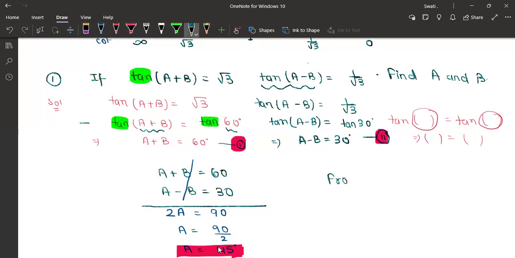From equation 1, we have A plus B equals 60. Now in this A plus B equals 60, we already have the value of A, which is 45. So we'll put 45 here and then plus B equals 60. Now from here, can you not tell me what is the value of B? Yes. Tell me, what is the value of B?